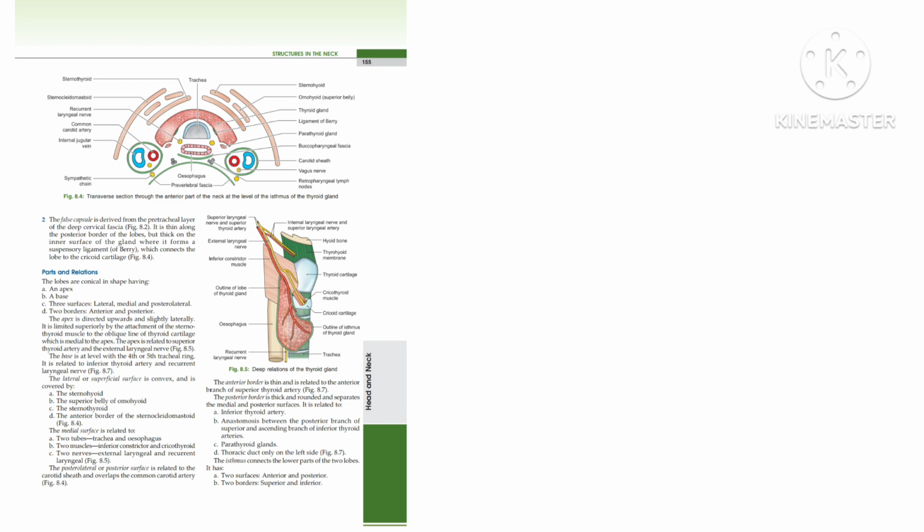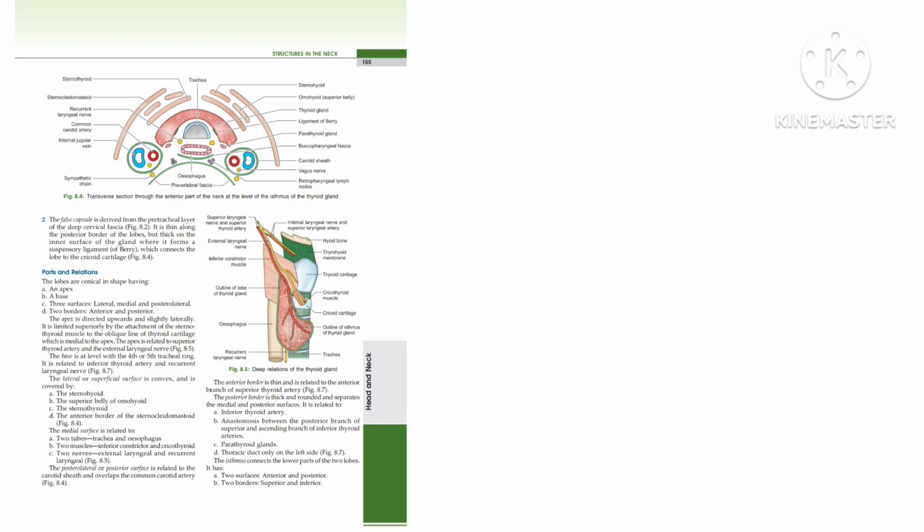The base is at level with the 4th or 5th tracheal ring. It is related to the inferior thyroid artery and recurrent laryngeal nerve, Fig. 8.7. The lateral or superficial surface is convex, and is covered by A. the sternohyoid, B. the superior belly of omohyoid, C. the sternothyroid, D. the anterior border of the sternocleidomastoid. Fig. 8.4. The medial surface is related to A. two tubes, trachea and esophagus. B.